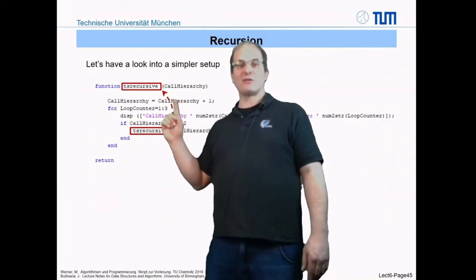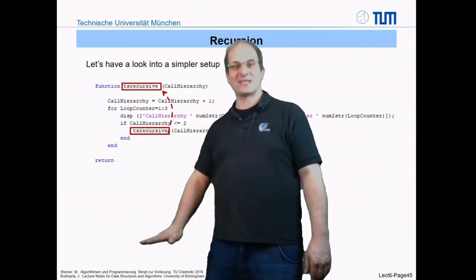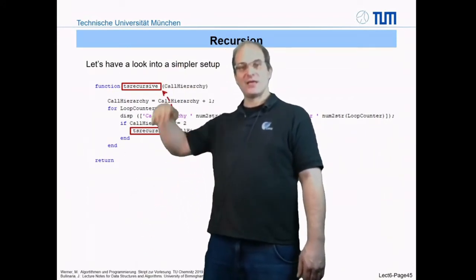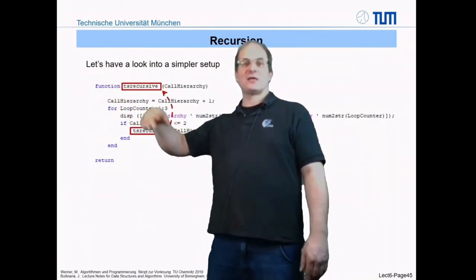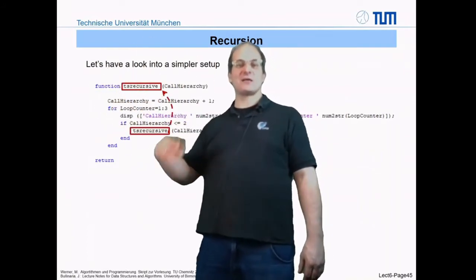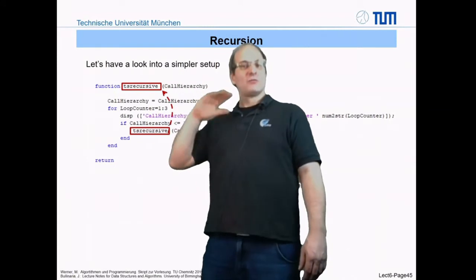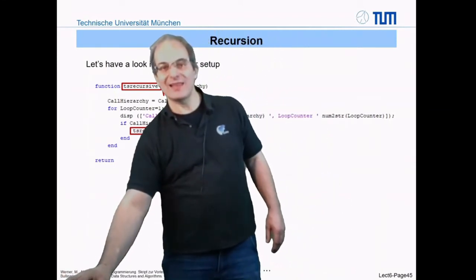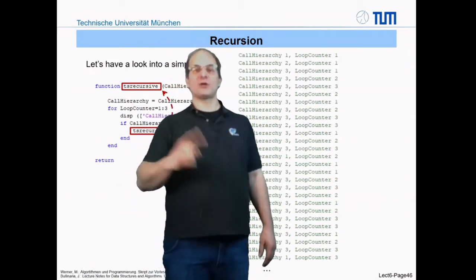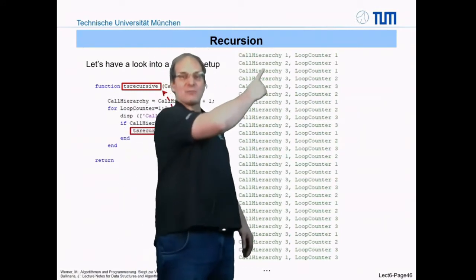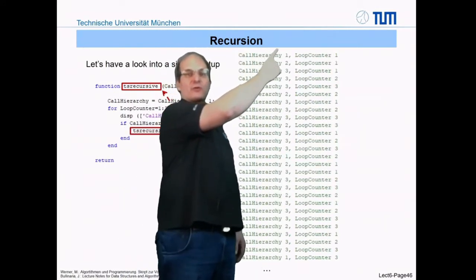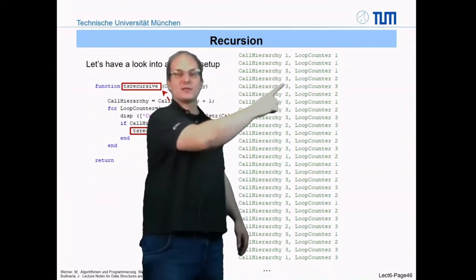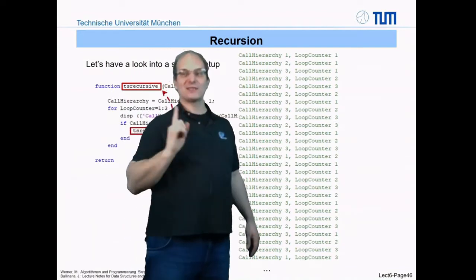So everything we calculated before will exist again, and the rest will be forgotten. So everything we have done in the following steps, inside of the next recursive steps, will be forgotten. So what does it mean? If we let the program run with a starting number of 1, then we will start with call hierarchy 1. We have the loop counter 1. Then we'll jump into the next level.